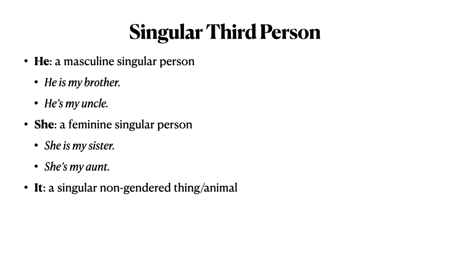It is a singular, non-gendered thing or animal. You can use it or he or she with an animal if it's a pet, if it's your cat or your dog, and you know the gender, you can use he or she. If you don't, you can use it. So it is a cat, or it's an English class. An English class is a non-gendered thing.